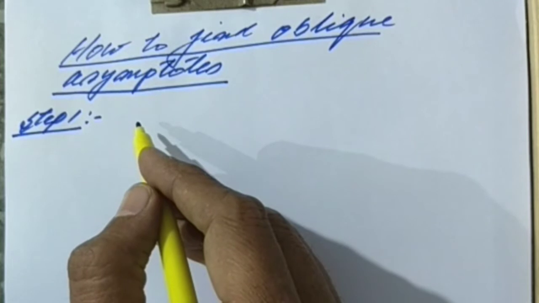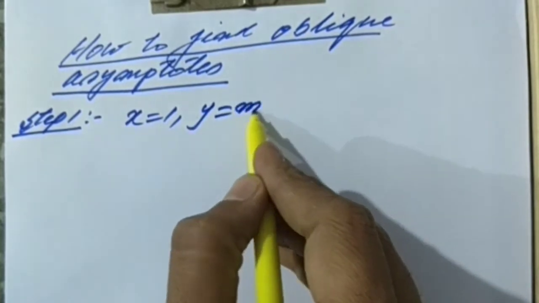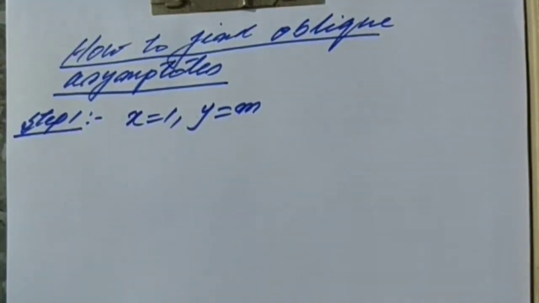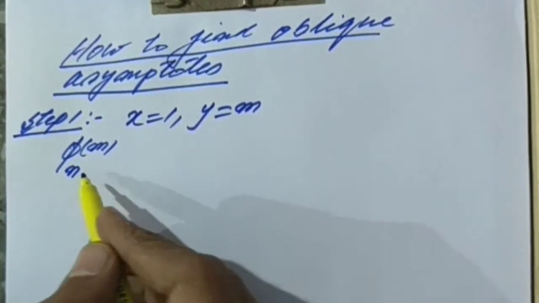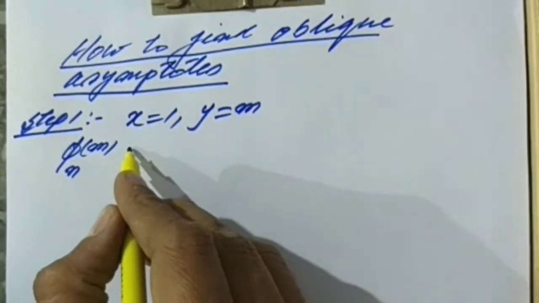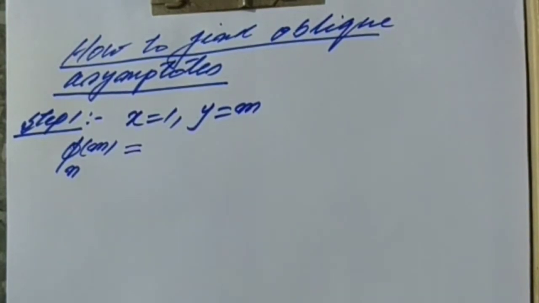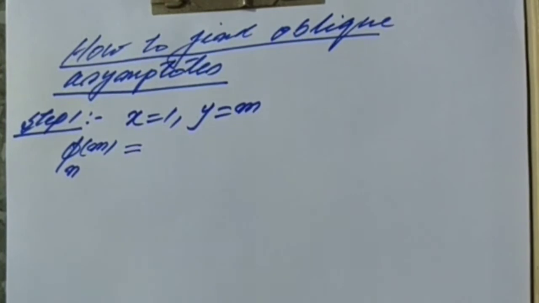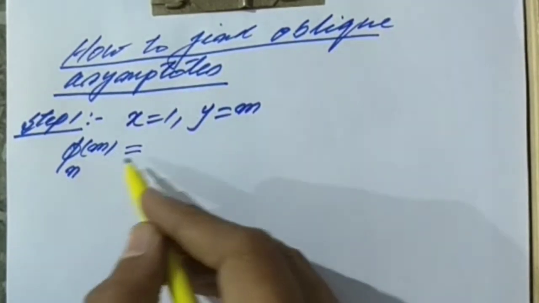So in the highest degree terms, we need to substitute x is equal to 1 and y is equal to m, and whatever expression we get by substituting x is equal to 1 and y is equal to m in the highest degree terms, we name it as phi m n, where n is the highest degree. So whatever expression we have, that is phi m n. If suppose the highest degree term is a 3 degree term, that will be phi m3. If the highest degree terms are of second degree, that will be phi m2. And if the degree of the highest degree terms is 4, then that is called phi m4, and so on. So we find phi m n.